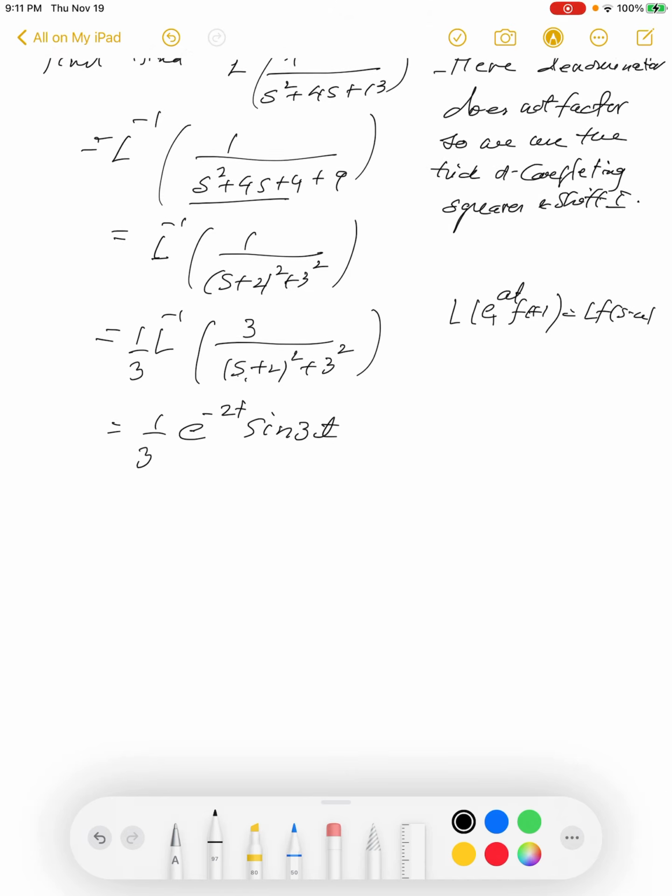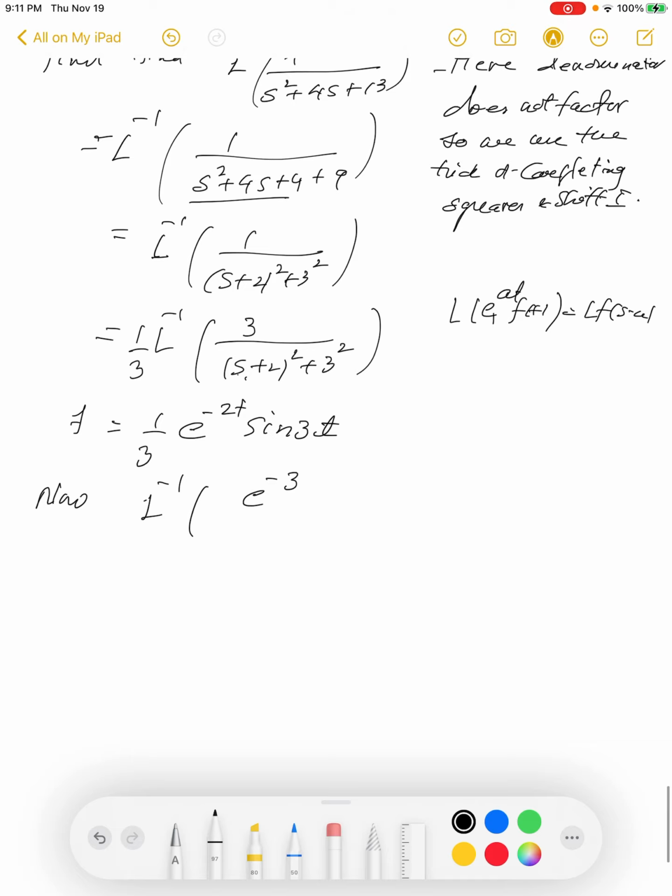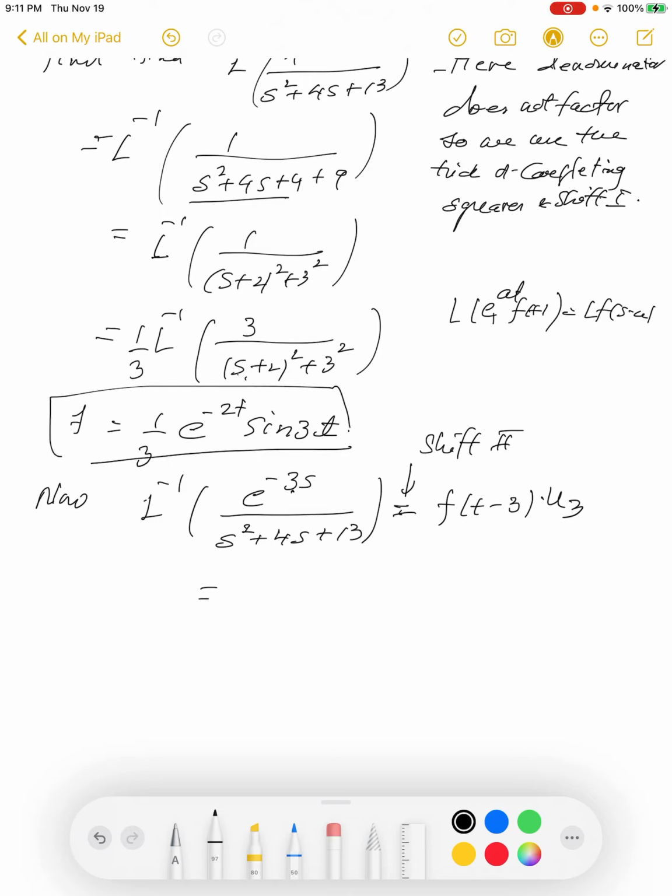So now we go back, this we will call f, and then now L inverse of, I had a factor of e to the minus 3s on the top, isn't it? Yeah, e to the minus 3s divided by s squared plus 4s plus 13. Here I am using shift formula 2. This will be f at t minus 3, because you have a 3 here, times u3. And f is your function given by this.